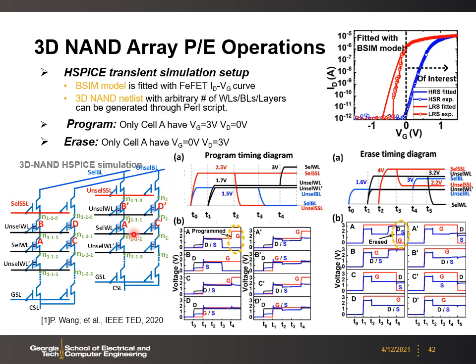So here, only cell A is being programmed or erased, and then we design the exact pulsing scheme using the timing diagram here to have the voltages applied to the SSL, unselected SSL, and the bit line and unselected bit line, as well as the word line and unselected word line. So here only the cell A will have enough voltage to program or erase. Then all the other cells like B, C, D, or the A prime, B prime, C prime, D prime will not have enough voltage to be programmed.